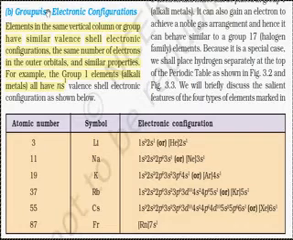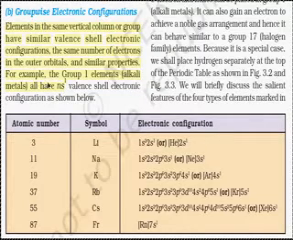Group-wise electronic configurations: elements in the same vertical column or group have similar valence shell electronic configurations, the same number of electrons in the outer orbitals, and similar properties. So the same group has similar properties, that is, elements of the same group will have similar properties, the same number of electrons in the outer orbitals, so the same electronic configuration, that is, valence shell electronic configuration.